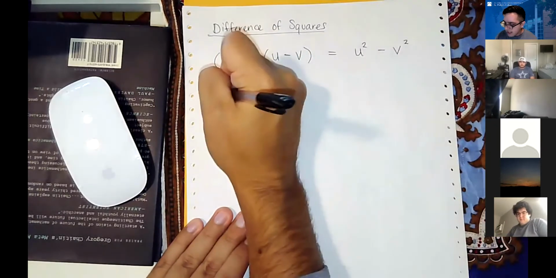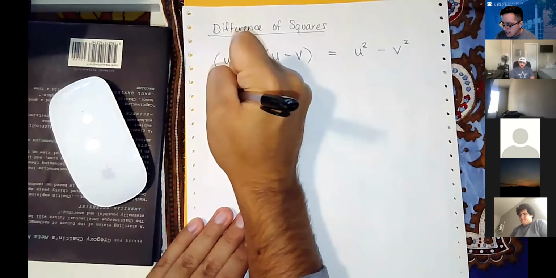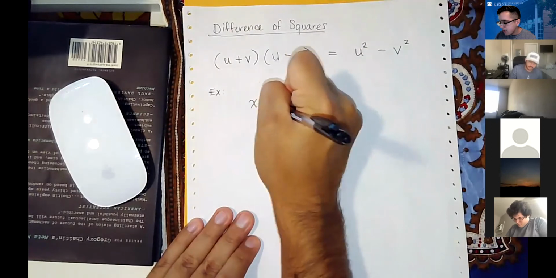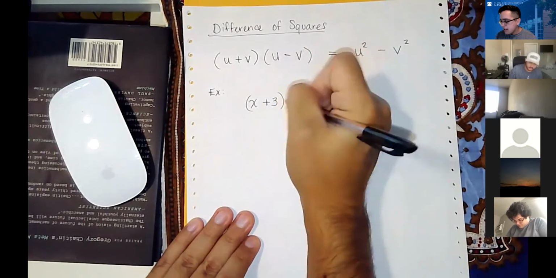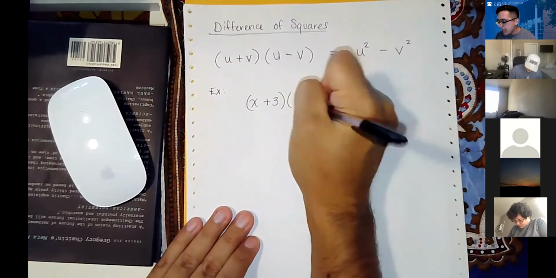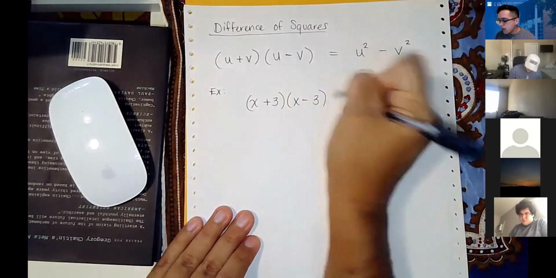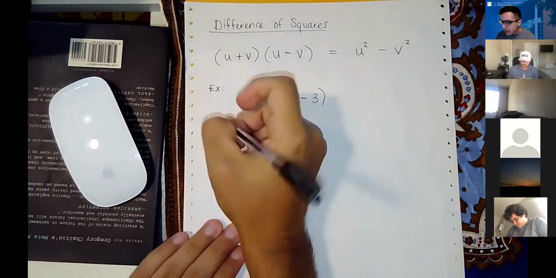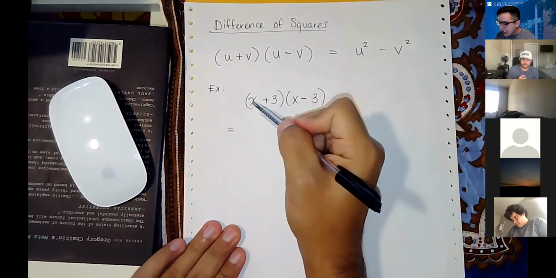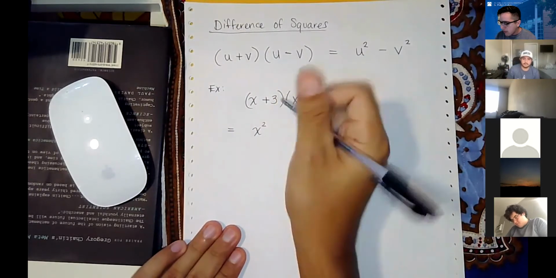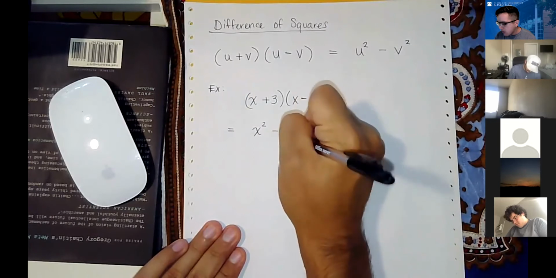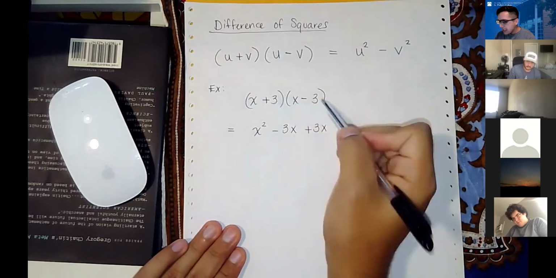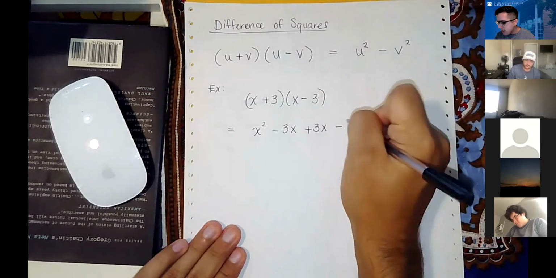Okay, so let's look at that example. So in an example, we might have something like x plus 3 times those same terms, so x and 3, but in the second polynomial, we're subtracting. If we were to run through the handshaking method for this, you would see that we have x times x, which is x squared, x times -3, which is -3x, 3 times x, which is a positive 3x, and then 3 times -3, which is -9.